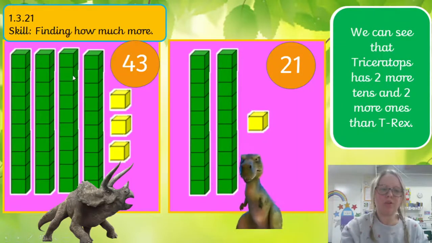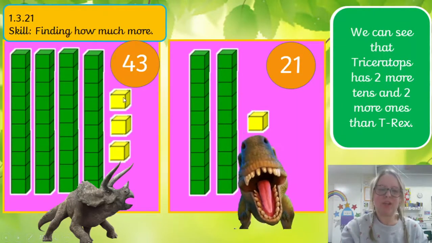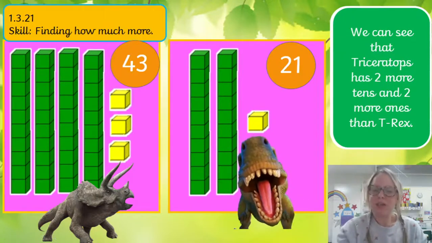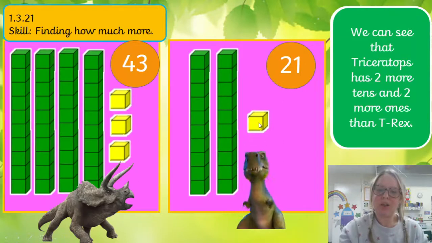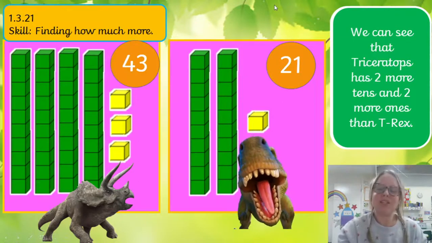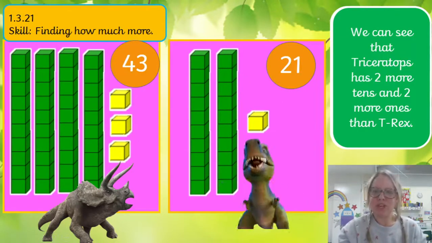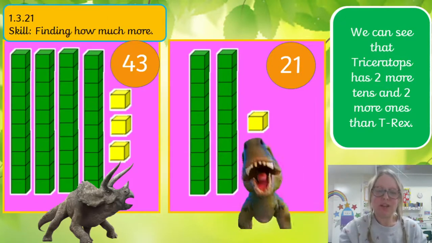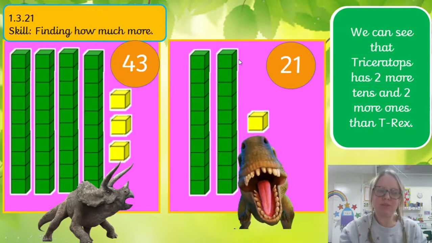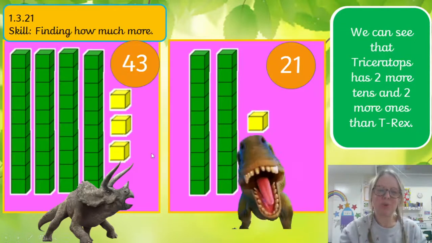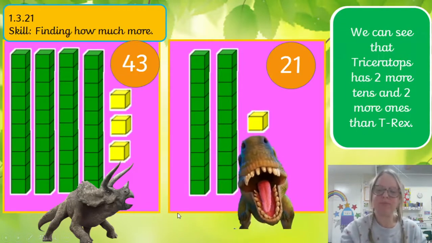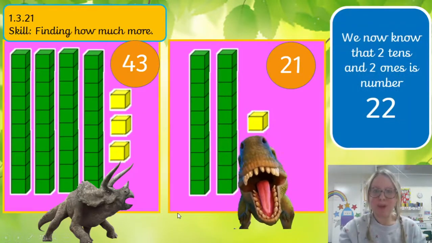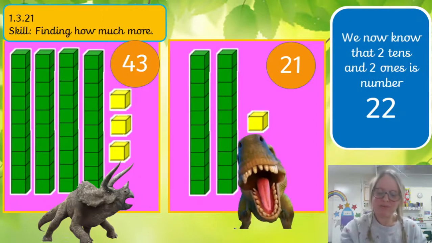1, 2, 3, 4 10s and 3 1s. T-Rex had 21, 2 10s and 1 1. We can see that Triceratops has 2 more 10s and 2 more 1s than T-Rex. Look, 2 more 10s. Can you see that? And 2 more 1s than T-Rex. We now know that 2 10s and 2 1s is number 22.